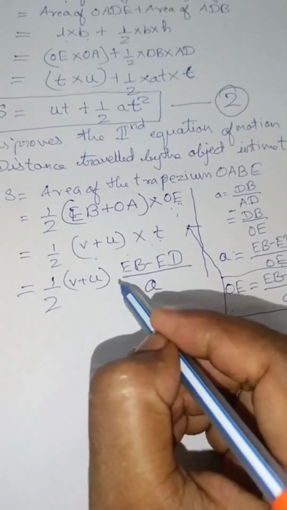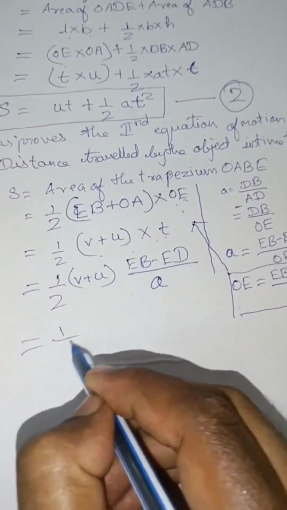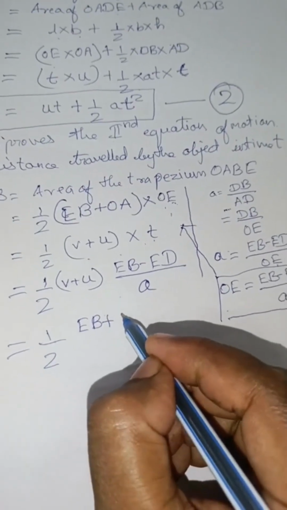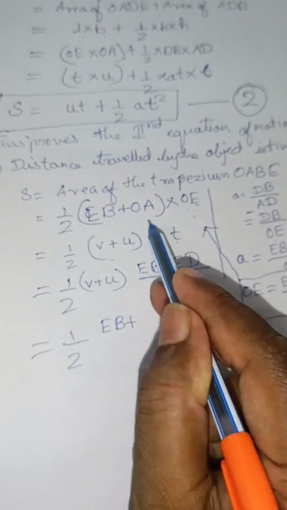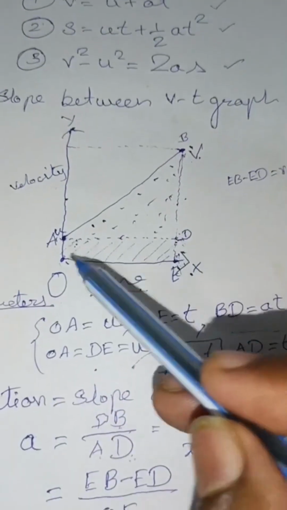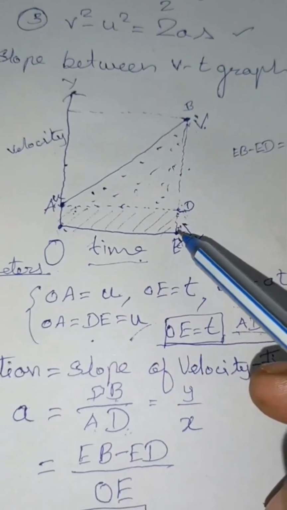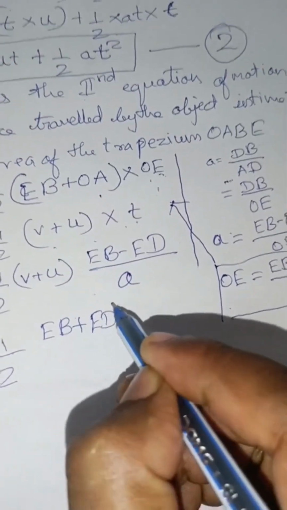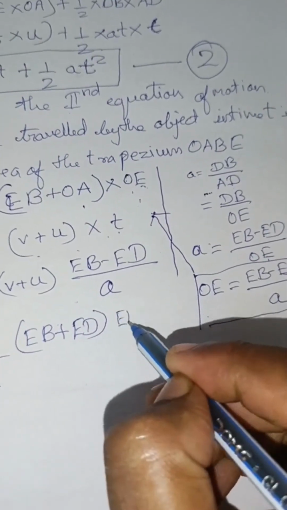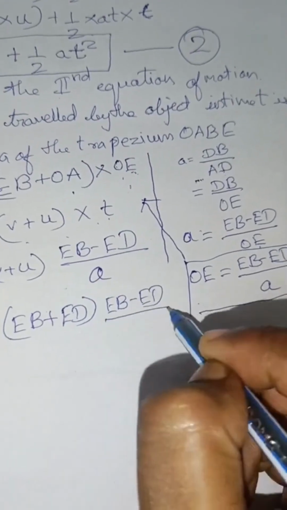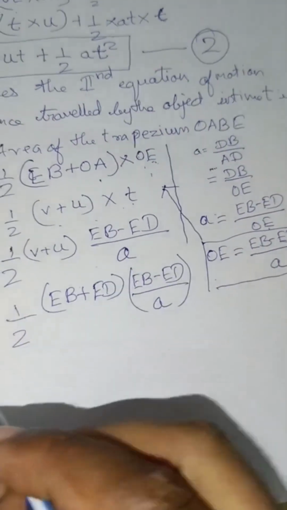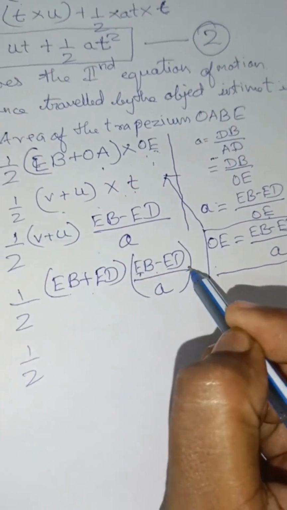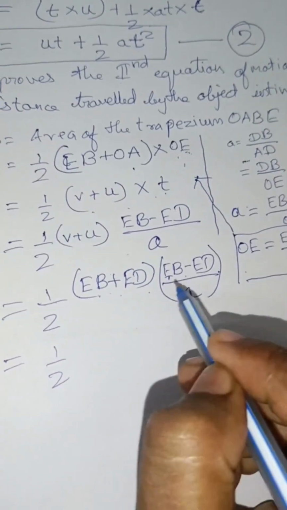Correct, na? Next. Sir, can we rewrite this equation? Yes, you can rewrite this equation. EB plus OA, and OA can also be written as ED, only na? O to A is also written as E to D. So half times of (EB plus ED) multiplied by (EB minus ED) by A. Correct, na? Next. This is looking like (A plus B)(A minus B).